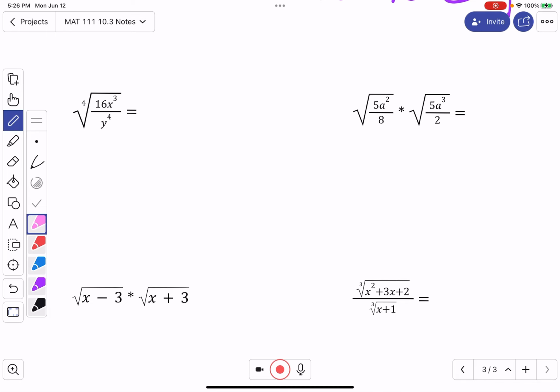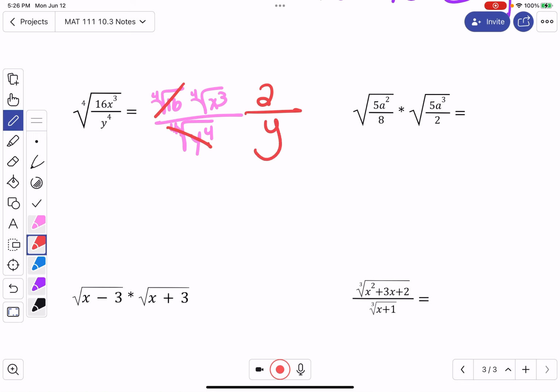All right, here I'm going to break it. So we have x cubed, we have 16, and we have y to the 4th. 4th root of 16 is 2. 4th root of y to the 4th is y. And then there's nothing I can do to reduce this one. So since we're leaving it in radical notation, we'd write it like that.